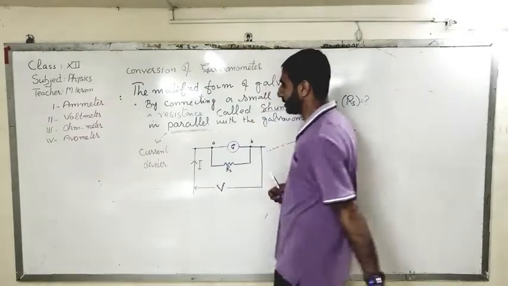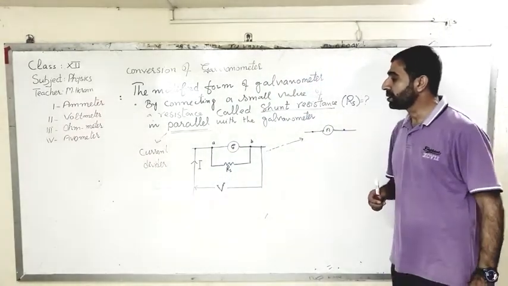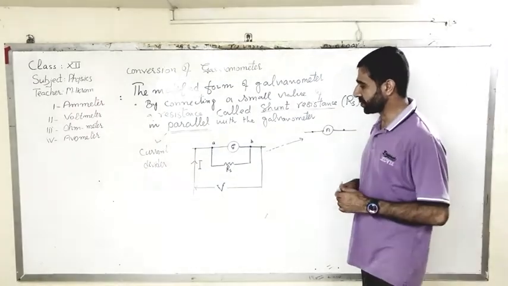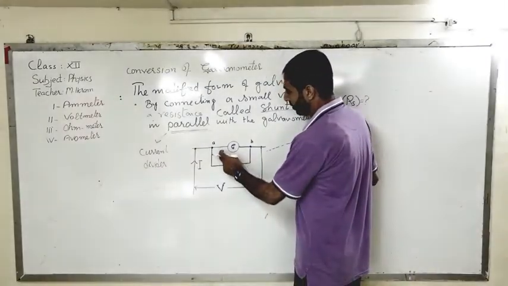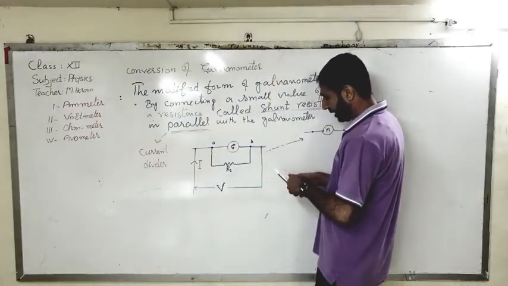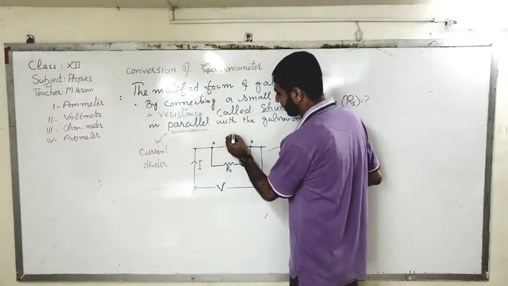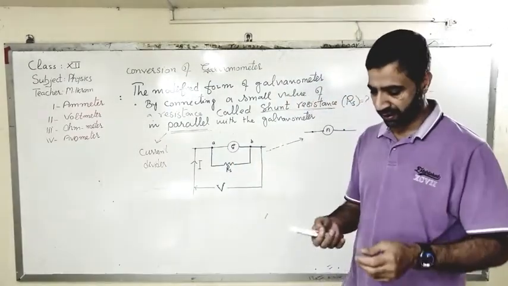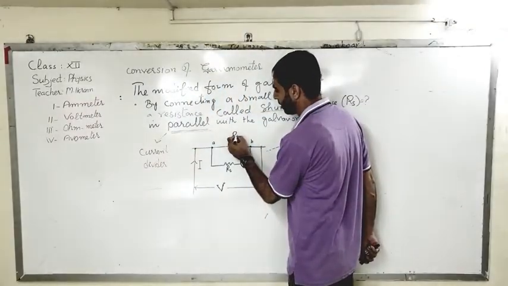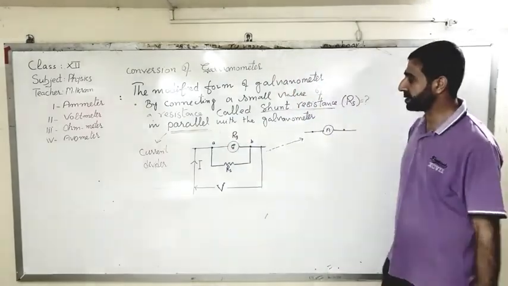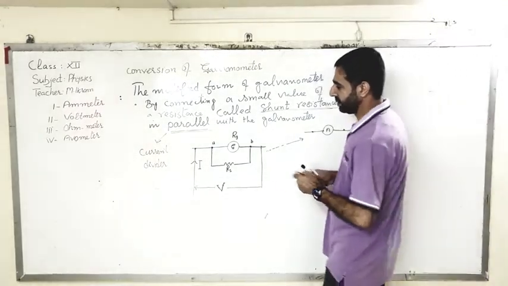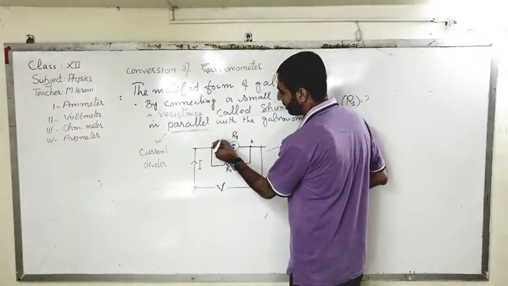The current divider circuit. So in this kind of situation, what is going to happen is that the current will be divided, right? Suppose that the resistance of the galvanometer is Rg. This is the resistance of the galvanometer. So the amount of current that passes through the galvanometer will be what?